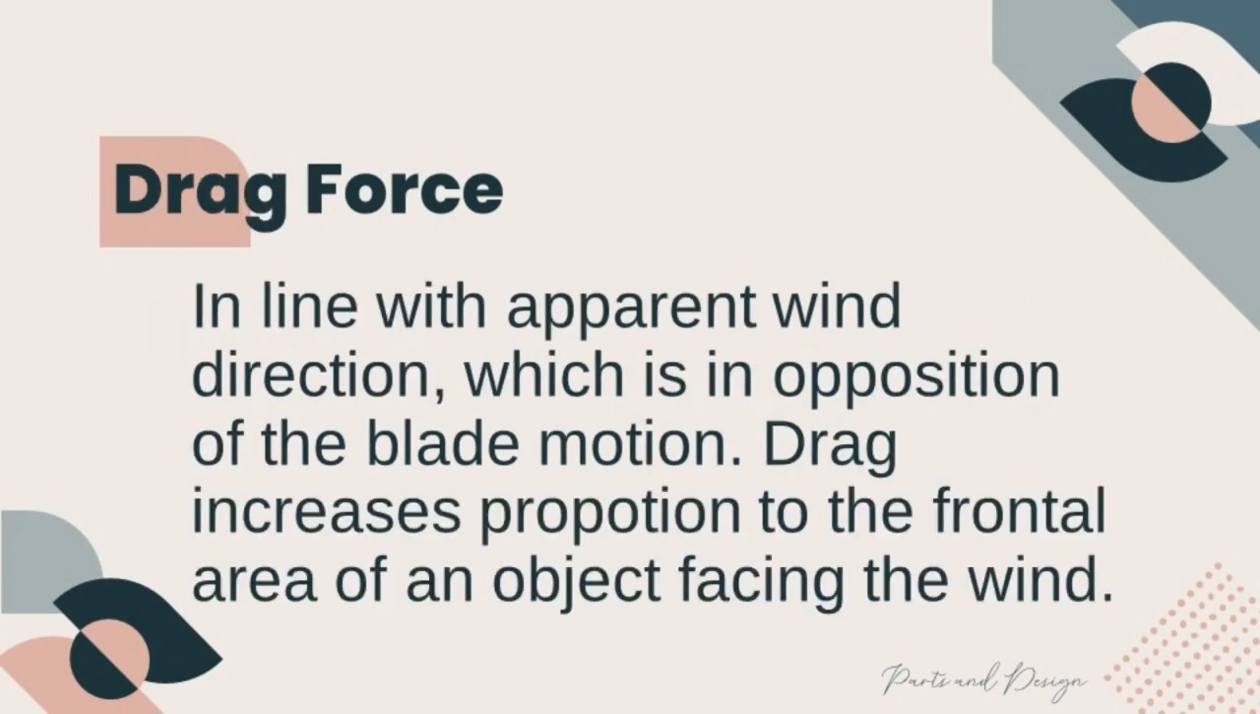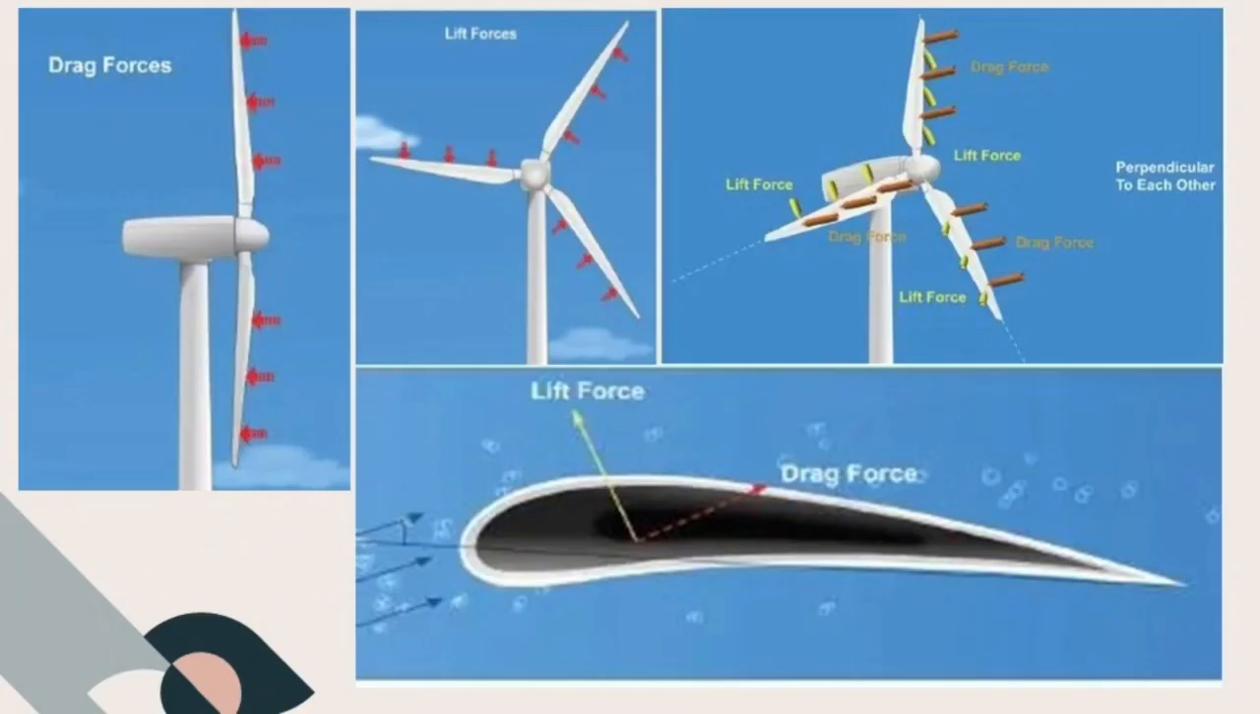Next is the drag. Drag is a force acting parallel to the oncoming flow of air. It resists the motion of the object through the air. While lift is necessary for the rotation of the blades, excessive drag can reduce the overall efficiency of the wind turbine. Engineers aim to minimize the drag to ensure that the majority of the aerodynamic forces contribute to rotational motion rather than opposing it. There are key factors influencing lift and drag.